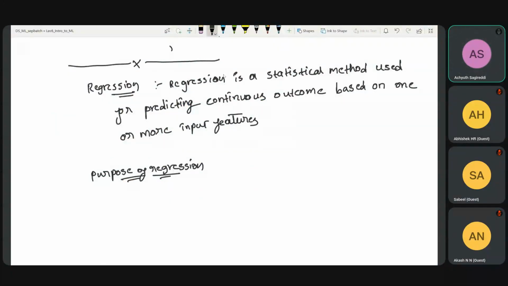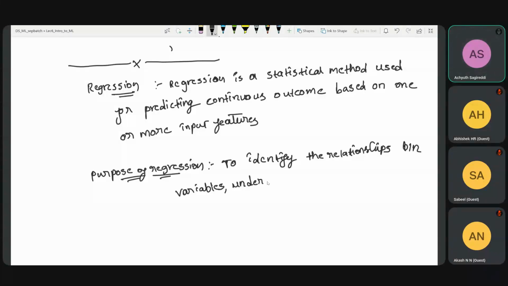So here, the main purpose of regression is to identify the relationships between variables and understand patterns and make future predictions, right?